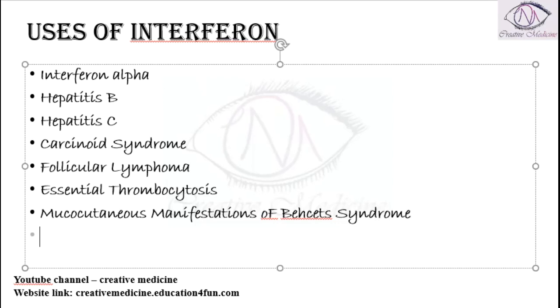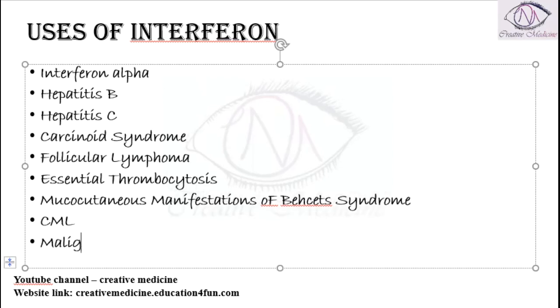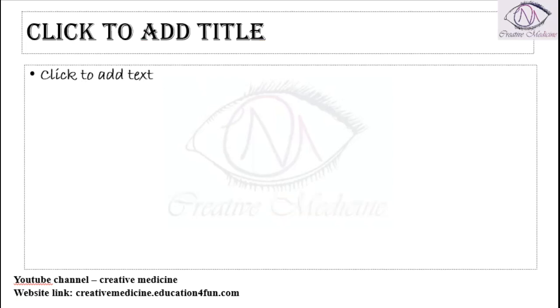Then interferon alpha is also used in chronic myeloid leukemia. It is also used in malignant melanoma. So these are the main uses of interferon alpha. Then we have interferon beta.